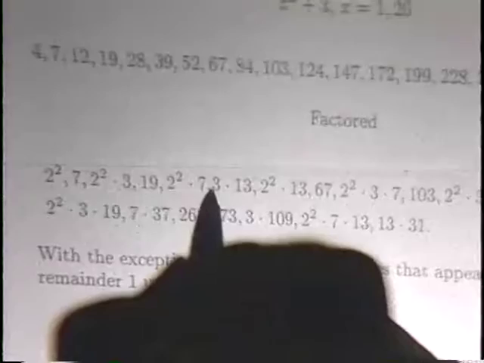Let me do it again. x squared plus 3. So I write down these numbers. 1 plus 3 is 4. 4 plus 3 is 7. 9 plus 3 is 12. 16 plus 3 is 19, and so on. And I factor them. 4 is 2 times 2. 7 is 7. 12 is 2 times 2 times 3. 19 is 19. 28 is 2 times 2 times 7, and so on.